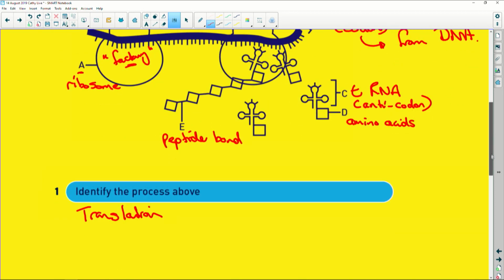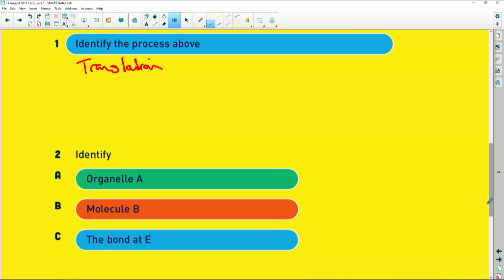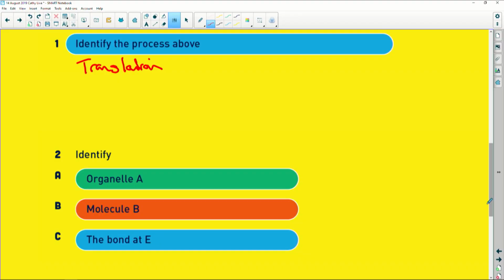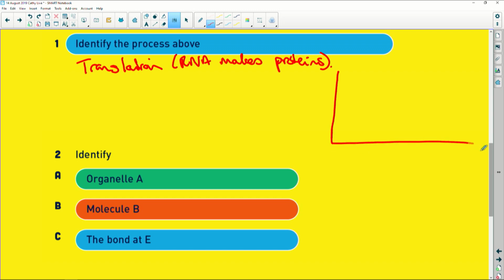Alrighty, let's go back to our questions. So it's translation. Please learn. They will ask translation or transcription. You will get it. It will be in the exam. Learn it. It will be in your prelims and it will be in your finals. So it's translation, as simple as that. With translation, the RNA makes proteins. I'm going to put it in a little block here so you don't forget.